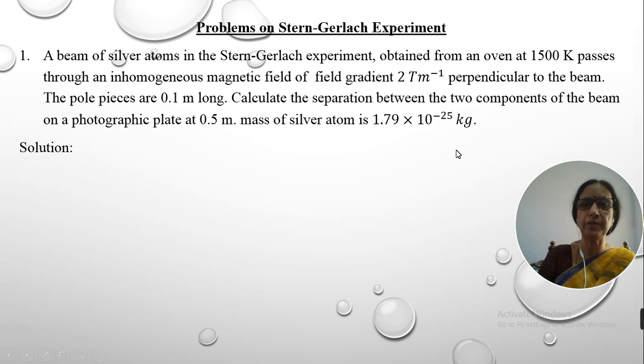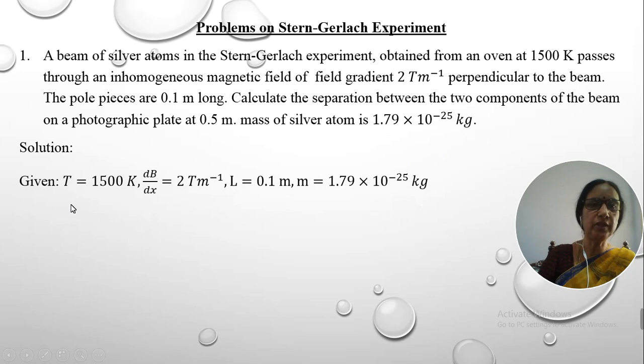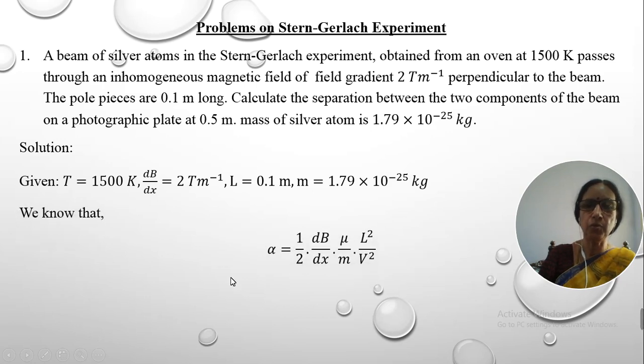Mass of the silver atom is given here. So list out the given values: temperature, field gradient, length, and mass. So now the formula, this we have already discussed in our previous sessions. The direct formula of this one is not mentioned directly, so again we have to write down the value. This is nothing but a Bohr magneton. Bohr magneton is to be substituted there.